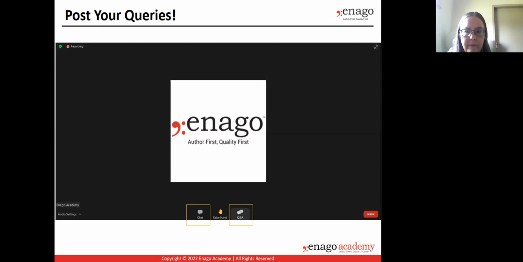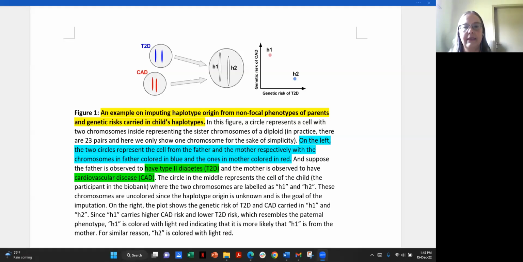I don't know if I can share it until the other screen is off. Oh, there. Okay. Okay, can everyone see the figure? Yes, it's visible. All right.